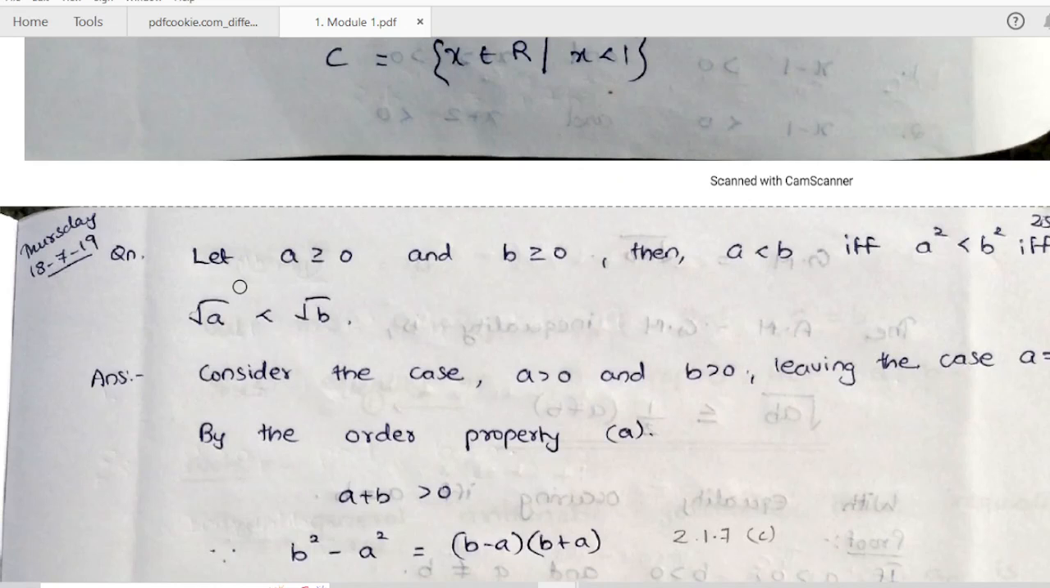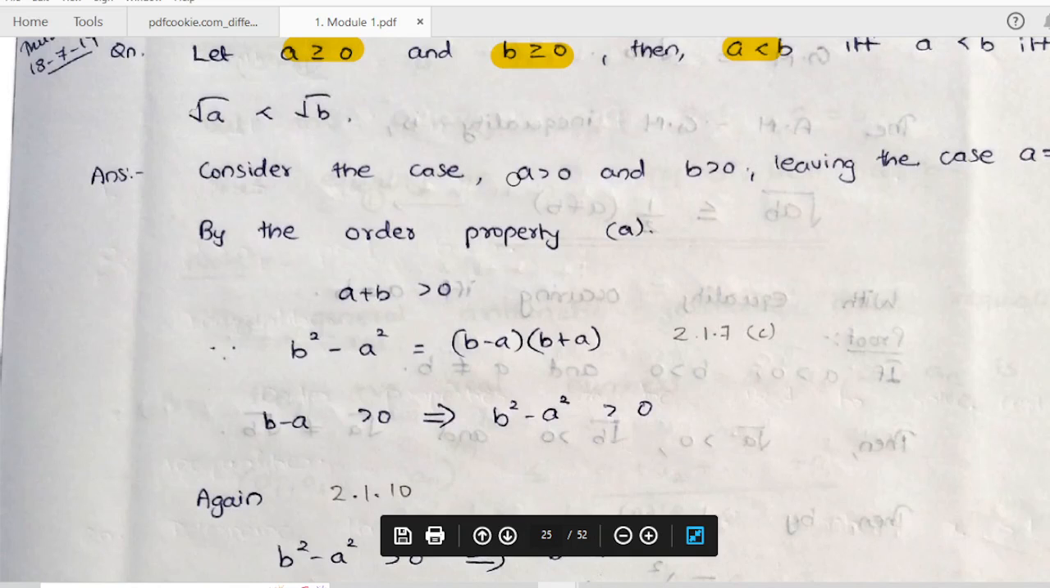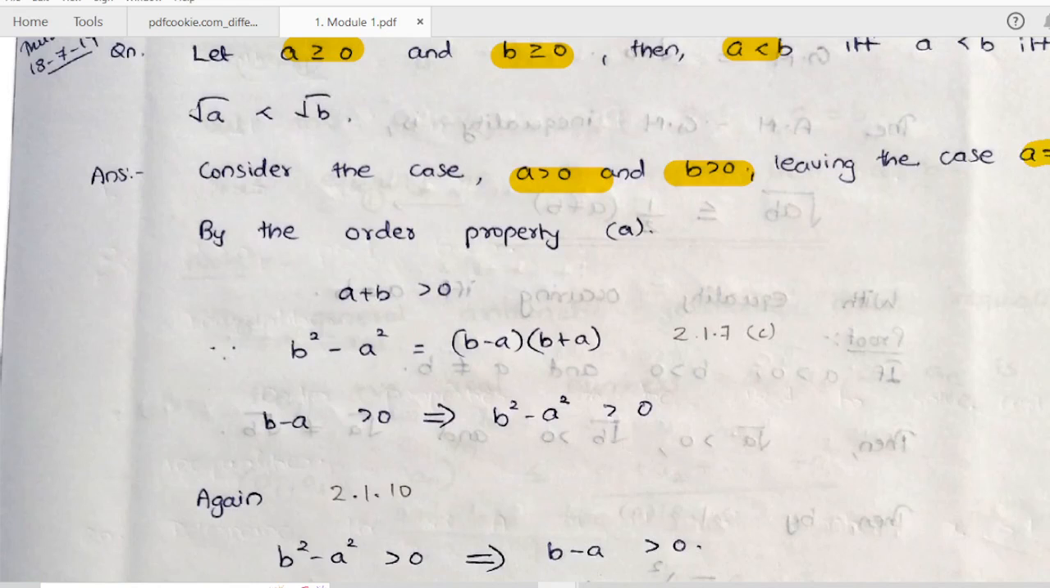And next we are having a question. If A is greater than or equal to 0 and B is greater than or equal to 0, then A less than B if and only if A square less than B square, if and only if root A is less than root B. So consider the case A greater than or equal to 0 and B greater than 0. So consider the case A greater than 0, B greater than 0, leaving the case A equal to 0. By the order property A.